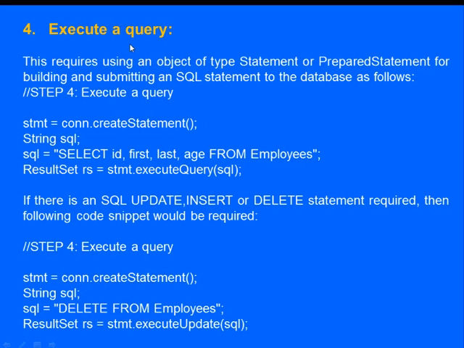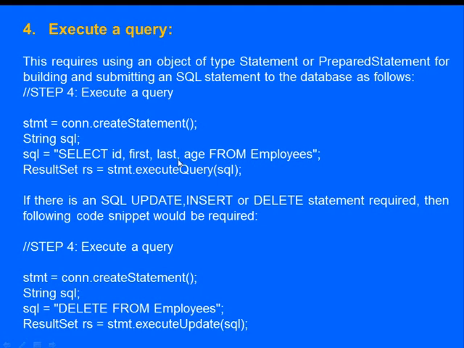This requires using an object of type Statement or PreparedStatement for building and submitting an SQL statement to the database as follows. So we have stmt = con.createStatement(), where con is the connection which has been created. First of all, we declare a simple string variable. The name of the variable we have assigned is sql; it may be something else. In the sql string we write: select id, first, last, age from employees.